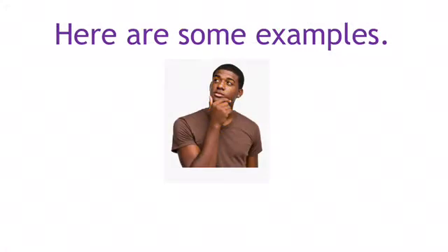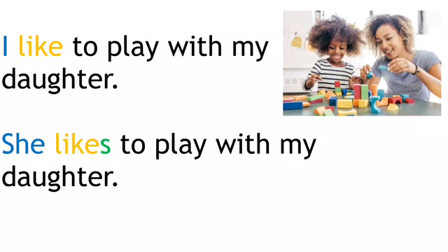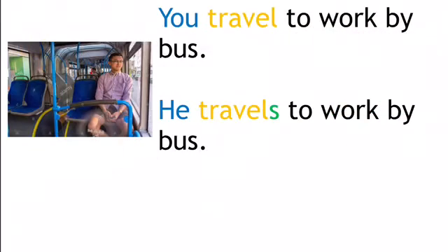Here are some examples. I like to play with my daughter. Here we have the subject I plus the base verb like. Underneath we have she likes to play with my daughter. Here we have the subject she, and because of this we have the base verb like plus S, likes. You travel to work by bus. Here we have the subject you and then the base verb travel.